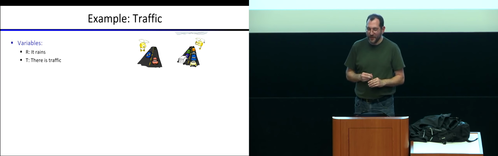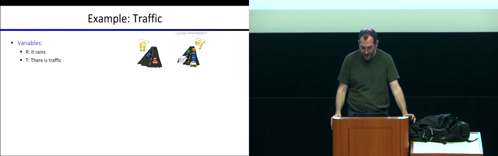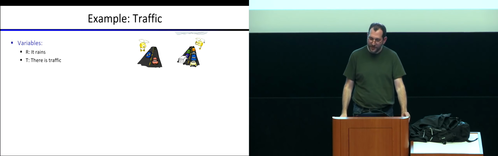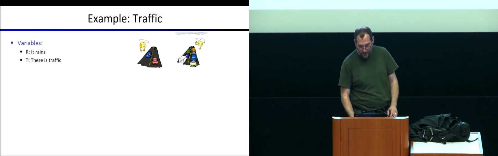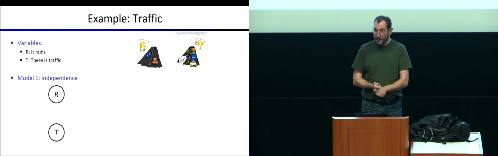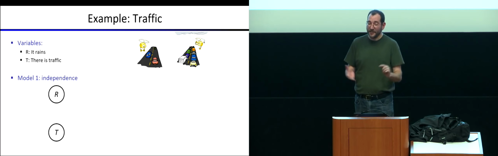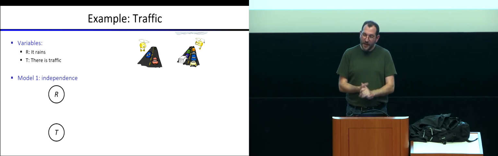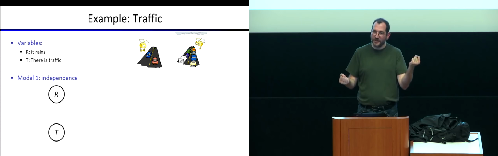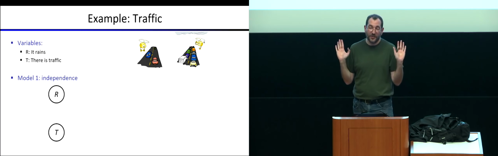Okay, here's a simplified traffic domain. Variables are: R, is it raining? T, is there traffic? So what might we do? Well, here's one graphical model, one Bayes net over those variables. This is the independent one. This one says, in my very simple model, these two variables don't interact, so they each have a marginal distribution, and that's all you know.